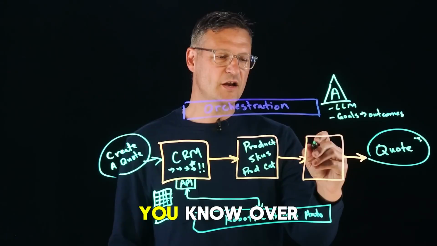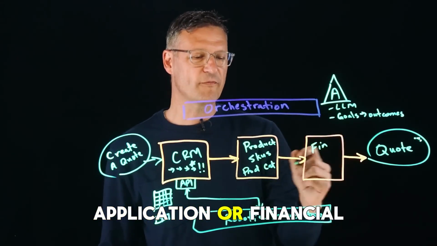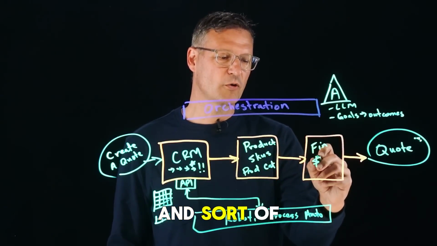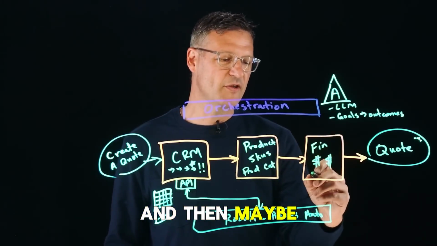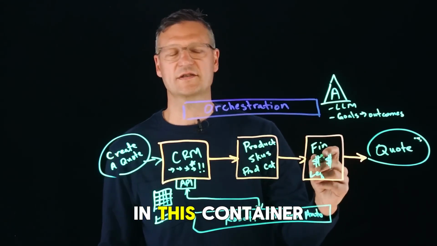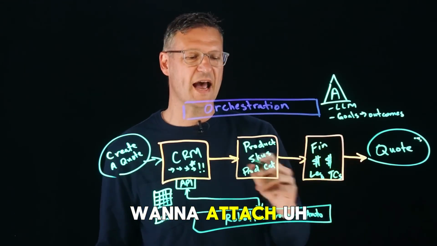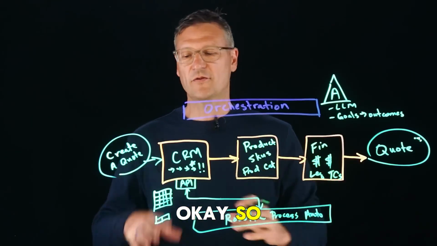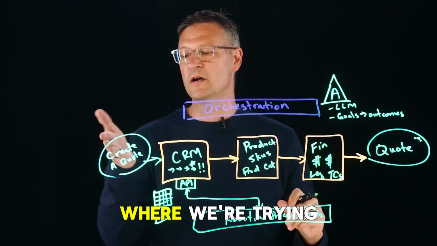And then lastly, over here, this might be some kind of financial application or financial container that knows how to look at what we pull together and correctly put prices on things. And then maybe there's also a legal container or legal information in this container where we know our T's and C's that we want to attach based on the combination of SKUs that we put together.